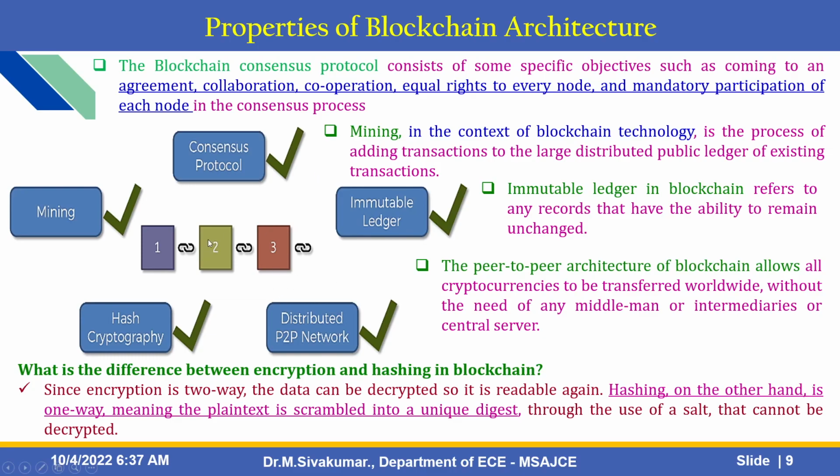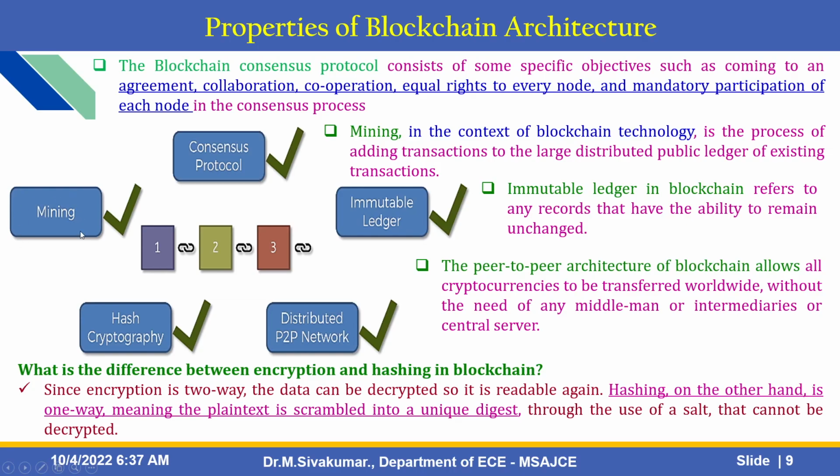Here you can see a general blockchain structure: block 1, block 2, block 3 linked in the form of a chain. The blockchain consensus protocol consists of some specific objectives such as coming to an agreement, collaboration, cooperation, equal rights to every node, and mandatory participation of each node in the consensus process.